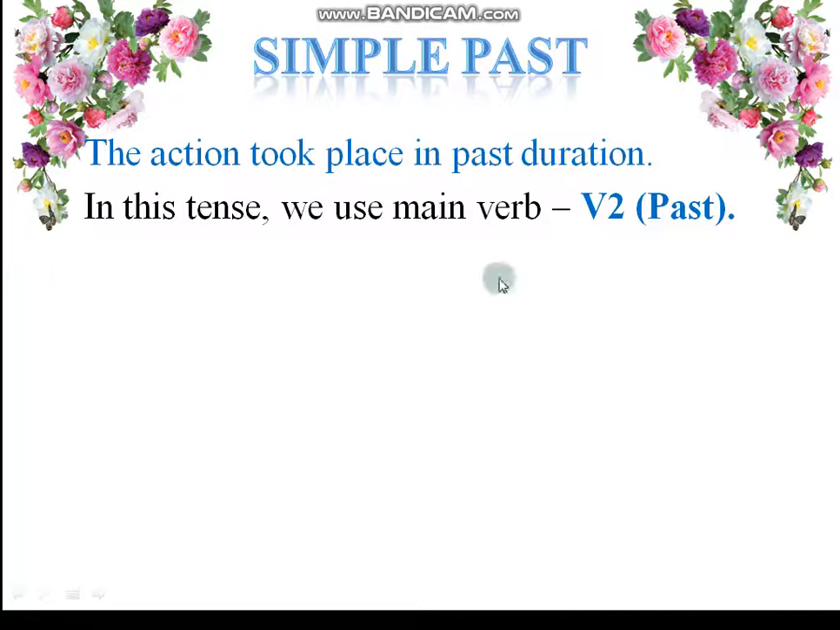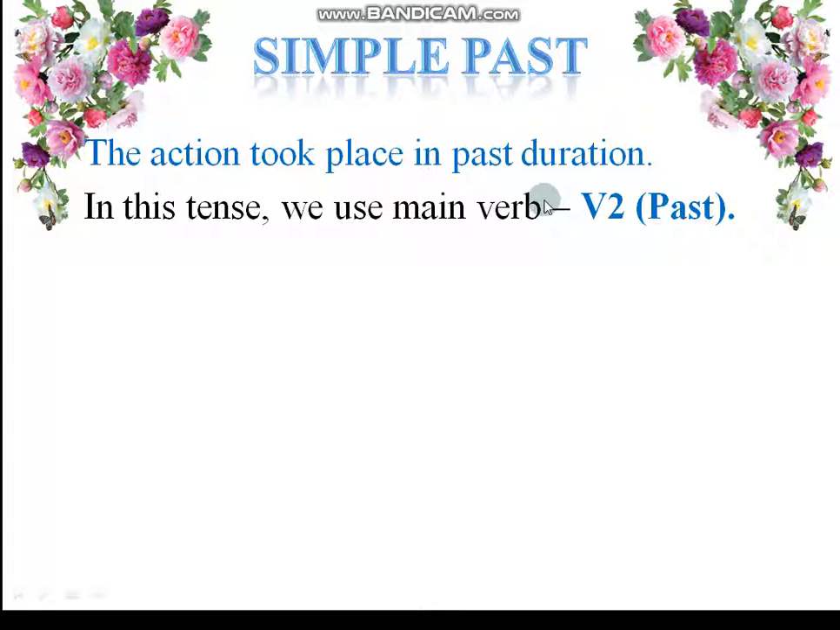In this tense we are going to use the main verb in V2 form, or past tense form. Already we learned that in simple present we have two types: V1 and V plus s. Do you remember that? We used two types of main verbs in simple present tense, whereas in simple past tense we have only one type, that is V2 form, the past form, or the second column.